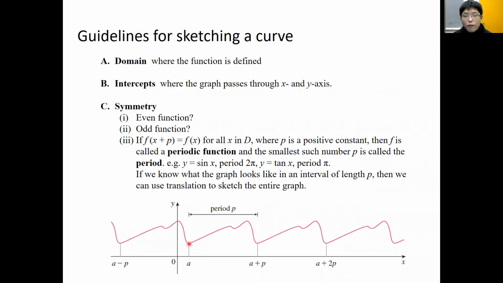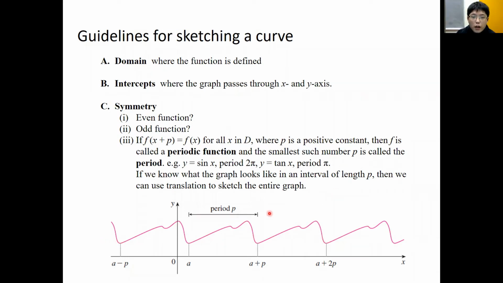This is the graph of a periodic function. To sketch the graph, all we need to figure out is what happens within a period. So namely, if we figured out what happens between a and a plus p, so we draw this part of the curve, then to complete the graph, all we need to do is to translate this part of the graph to the left and to the right by p units, 2p units, etc.